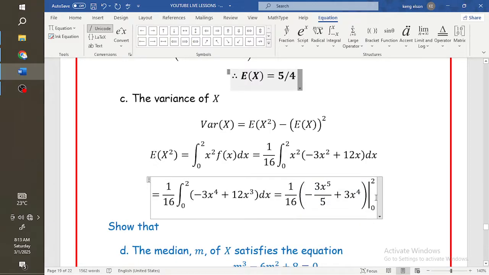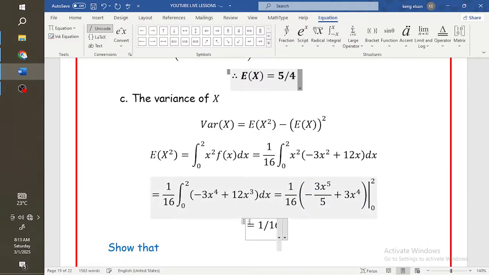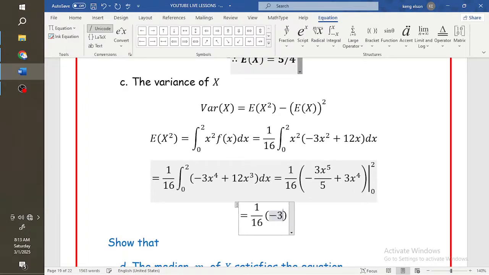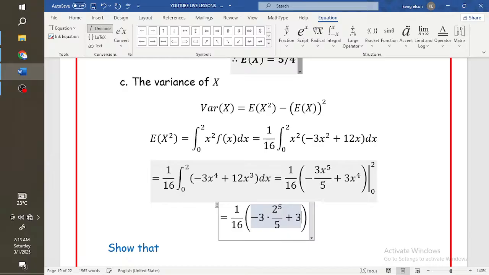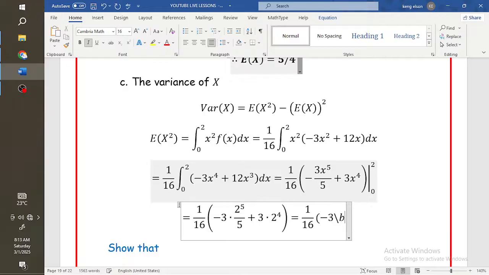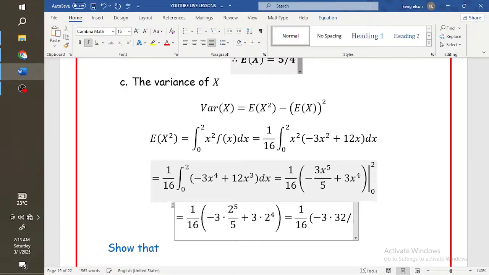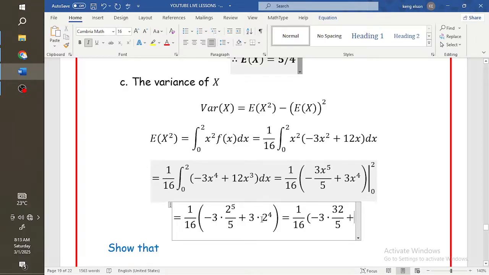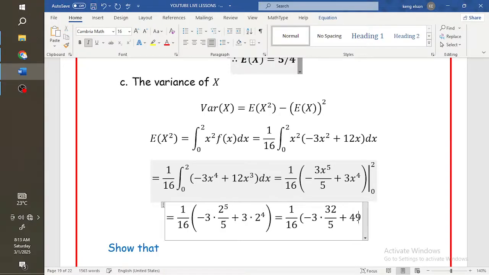Okay, so from here now, let us see how to simplify. You are going to have 1/16 into, let's fit: -3, then we multiply it with 2 to the power 5 and divide it by 5, then plus 3, we multiply it with 2 to the power 4. When we fit 0, we have 0, so there's no need to fit 0. So you have 1/16. Now what is here? This is -3 multiplied by 32/5, plus this is 16 times 3, which is 48.